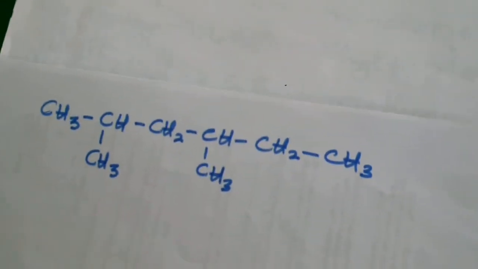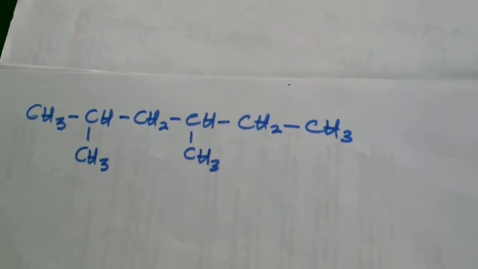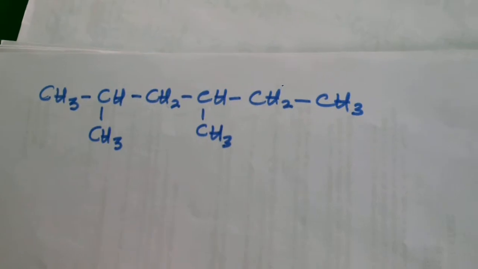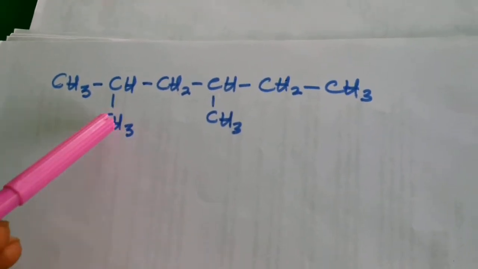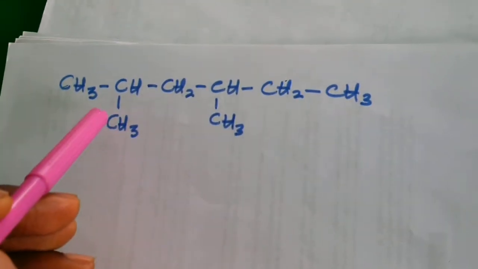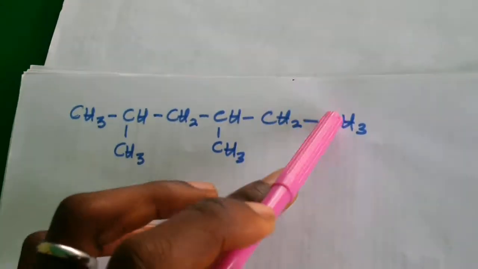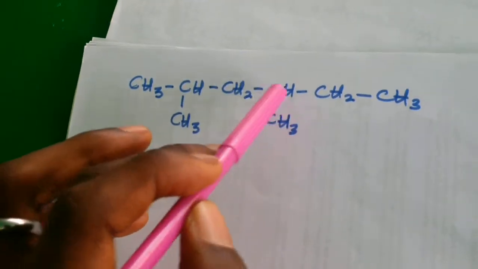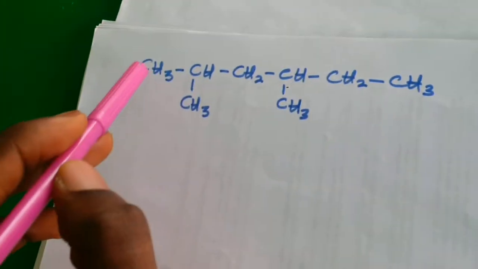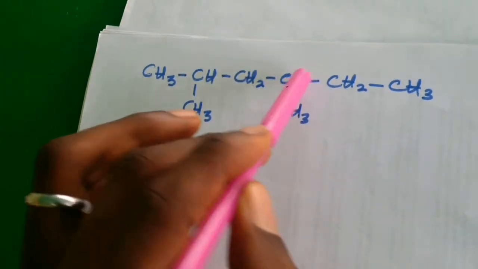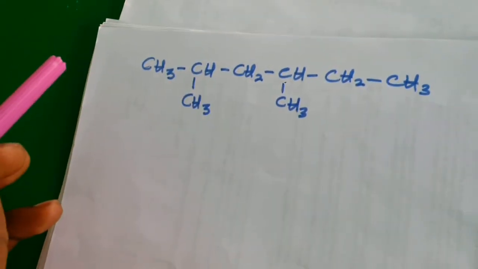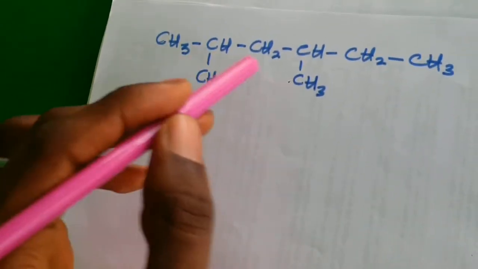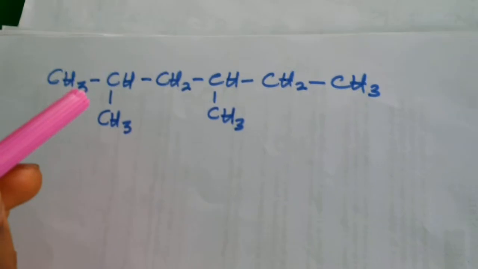First things first, we'll consider the longest carbon chain by counting. If we start from here, it would be 1, 2, 3, 4, 5, 6. 6 carbons. If we start from here, it will be 1, 2, 3, 4. If we start from here, it will be 1, 2, 3, 4, 5, 6. Since the linear chain is the longest chain, we can easily take the linear chain instead of the branched one.